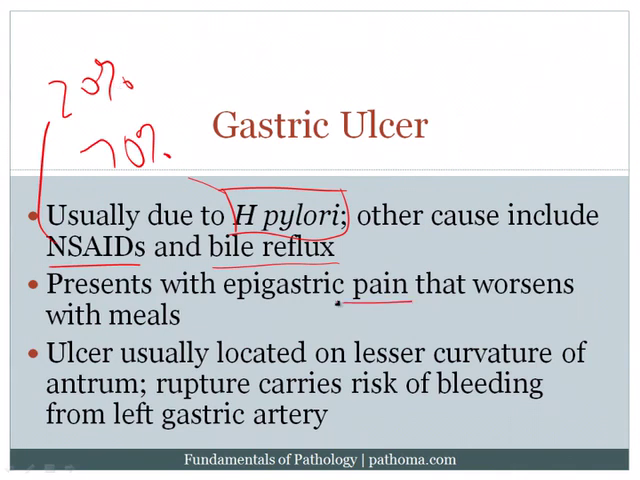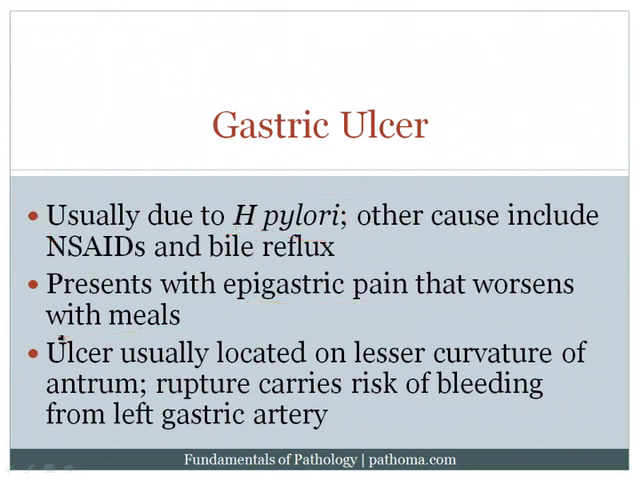This is going to present with epigastric pain, and it worsens with meals. The moment you take a meal, acid begins to generate within the stomach to digest that food, and so the pain is going to worsen with a meal. Now, the ulcer is usually located on the lesser curvature of the antrum, and rupture would carry a risk of bleeding from the left gastric artery.